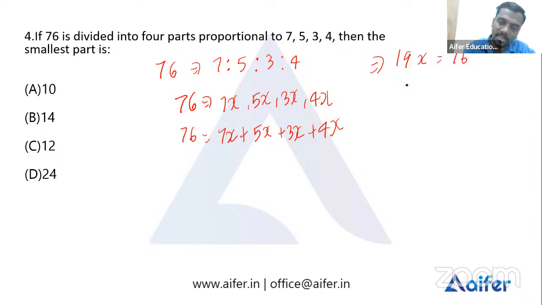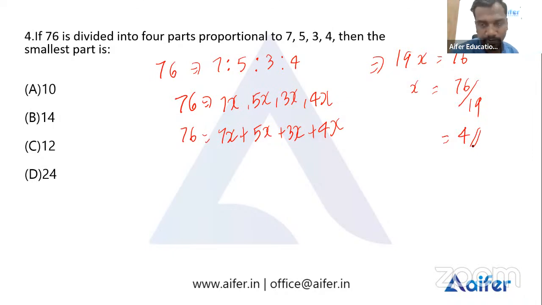19x is equal to 76, from which we can solve x is equal to 76 by 19. That is, we have x is equal to 4.